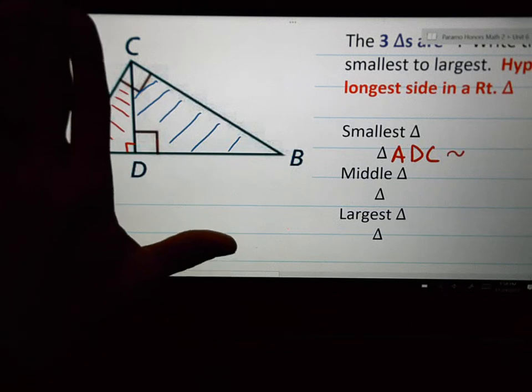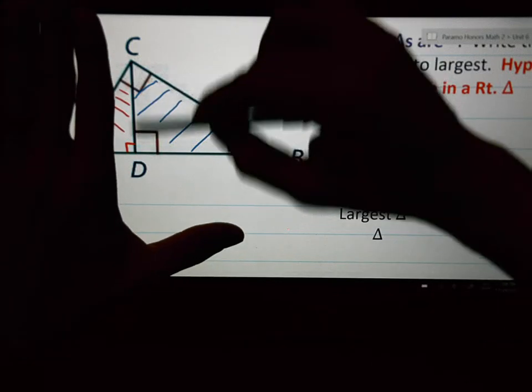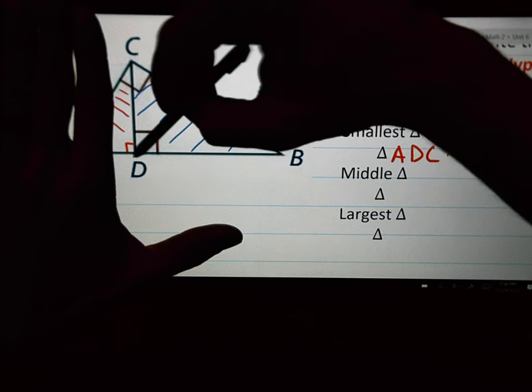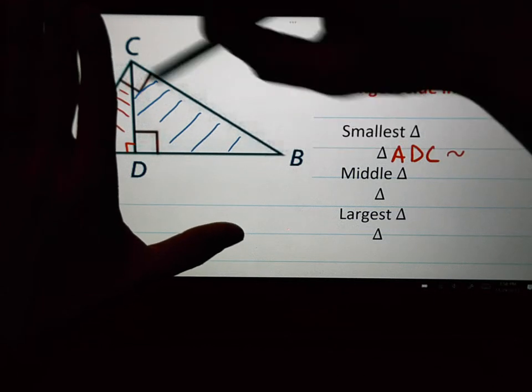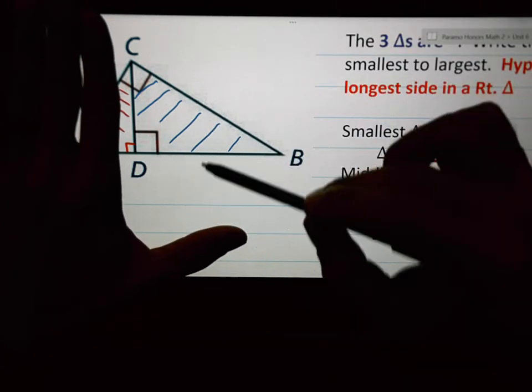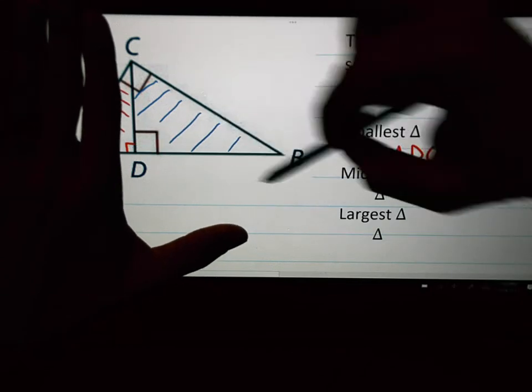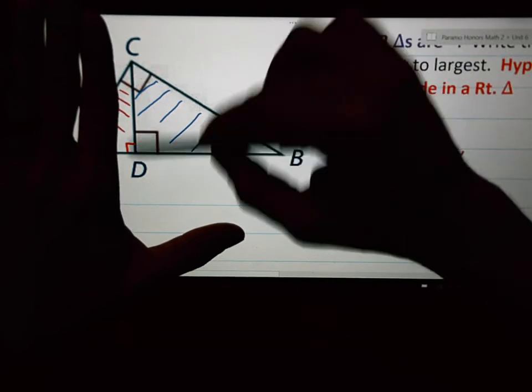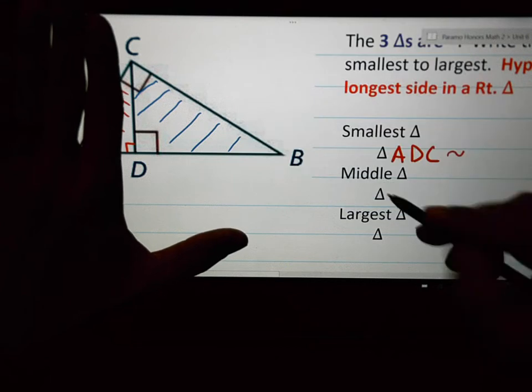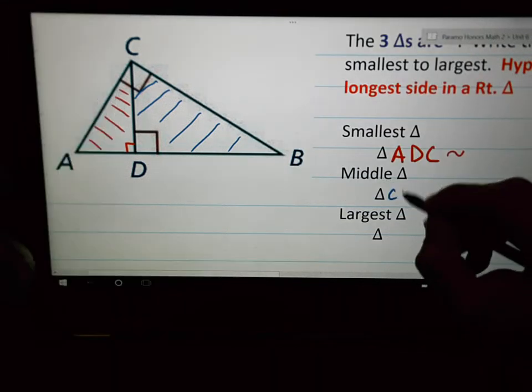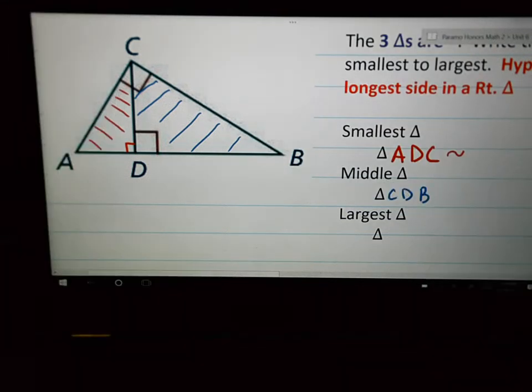So I kind of cover up this idea and go, this is the shortest side. This is the middle side. This is the longest side. When you write it in order, write it from shortest to medium, and then ignore this longest side. We're going to use these 2 letters and then these 2 letters. It's going to be triangle CDB. Small to medium to large.